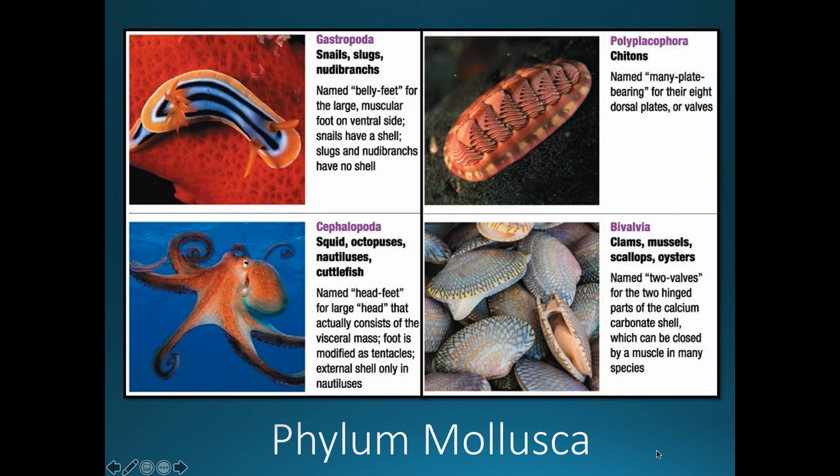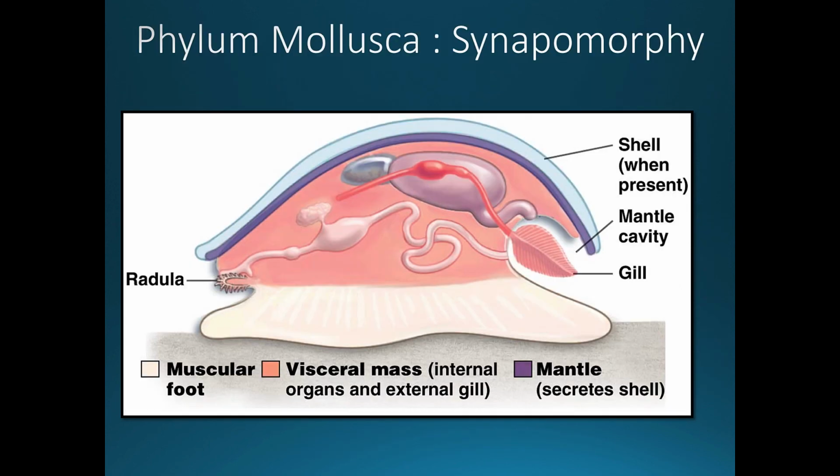Okay, let's go ahead and talk about our last phylum, and that is the phylum of the mollusks. This includes gastropoda, which are the snails and the slugs. It includes the chitons here, the cephalopods, which are the squids, the octopi, and nautiluses and cuttlefishes, and then the bivalves, which include the clams, the mussels, the scallops, and the oysters. So it's quite a diverse group of animals. However, they do all have some things in common.